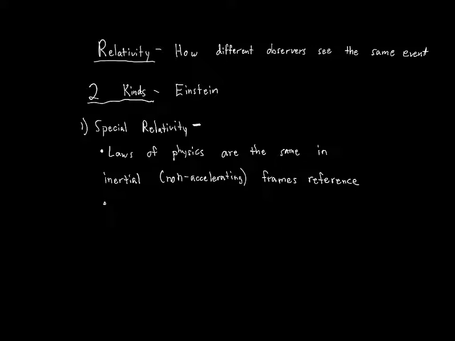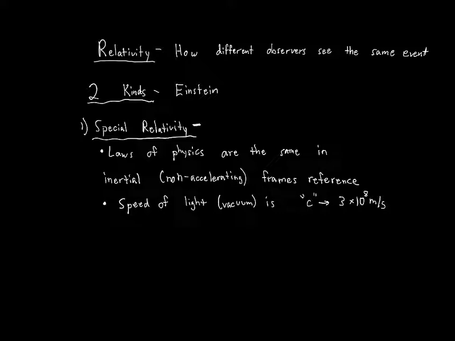Second thing special relativity says: the speed of light in a vacuum is always c. It's a constant that we usually round up to 3 times 10 to the 8th meters per second. This is all special relativity says. These are the two definitions of special relativity. So if someone were to ask you, you'd just put these two items as being the definitions.